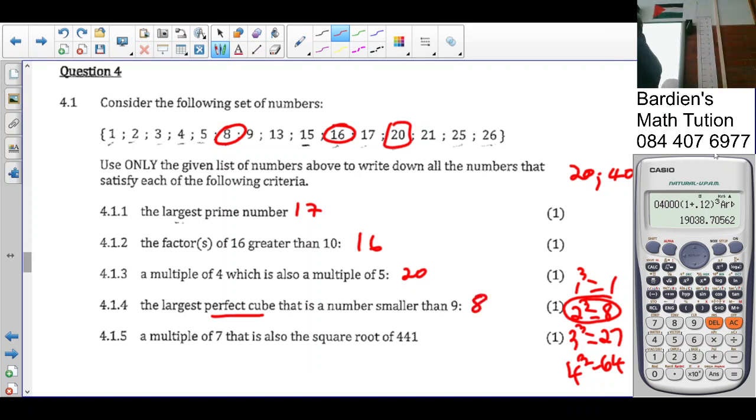A multiple of 7 that is also the square root of 114... 21. Okay, you all okay with that, people? Any confusion thus far? No?